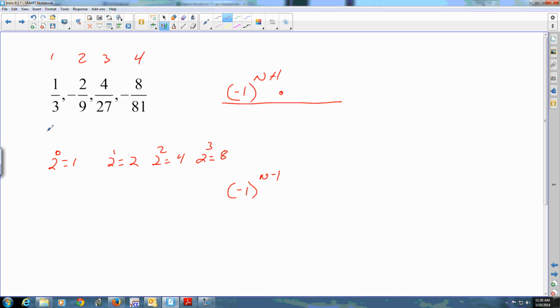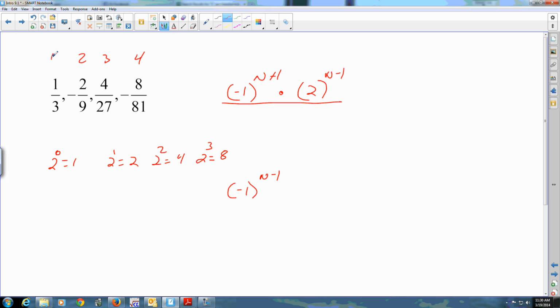Notice I filled in a 1 and got a 0. Filled in a 2 and got 1. Filled in 3 and got 2. 4 and got 3. So it's 2 to the... I don't really need the parens. I'm just doing it to have symmetry, I guess. How about n minus 1?